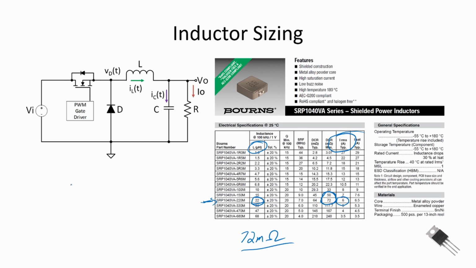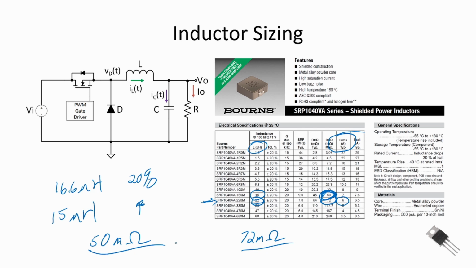Remember, my computation was originally 16.6 microhenries, and I'm thinking sizing up. But I also assumed a 20% ripple current. If I size down to 15 microhenries, we'll increase our ripple current slightly. It won't be greater than 40%, but we'll reduce our DC resistance to 50 milliohms. And that might help with our efficiency. It's just something to keep in mind as we're going through the process. Do I want to increase the efficiency at the expense of a higher ripple current?